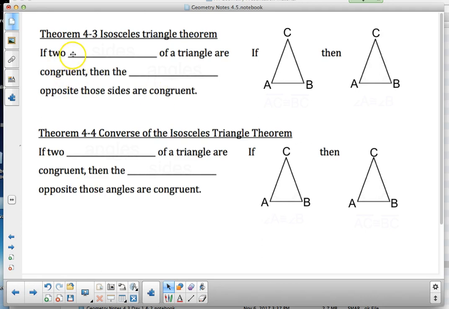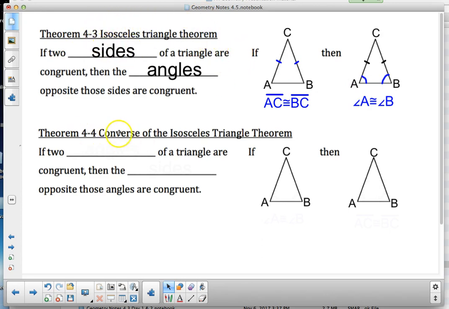Now, we have some theorems. Theorem 4.3, isosceles triangle theorem. If two sides of a triangle are congruent, then the angles opposite those sides are congruent. So we're talking if two sides are congruent in an isosceles triangle, then we're talking the base angles are congruent. And this is the isosceles triangle theorem.